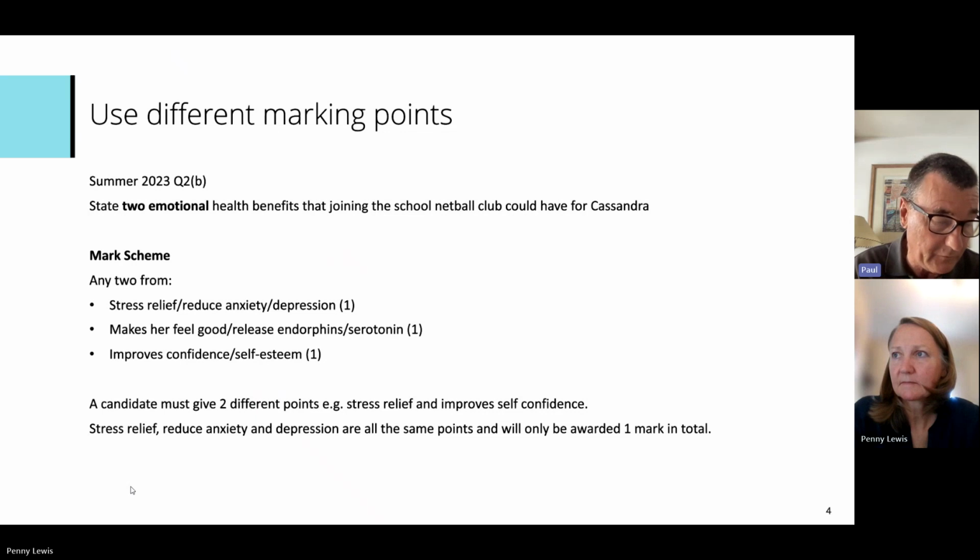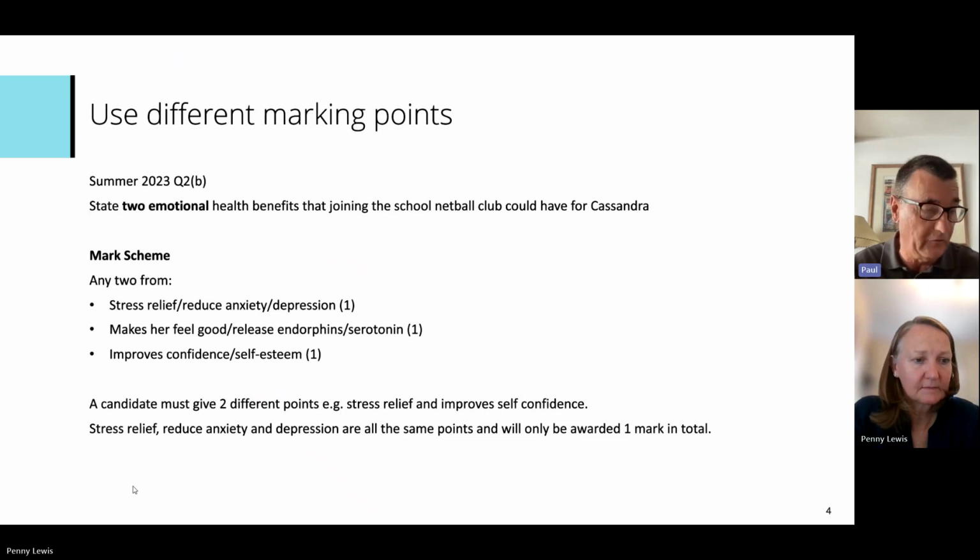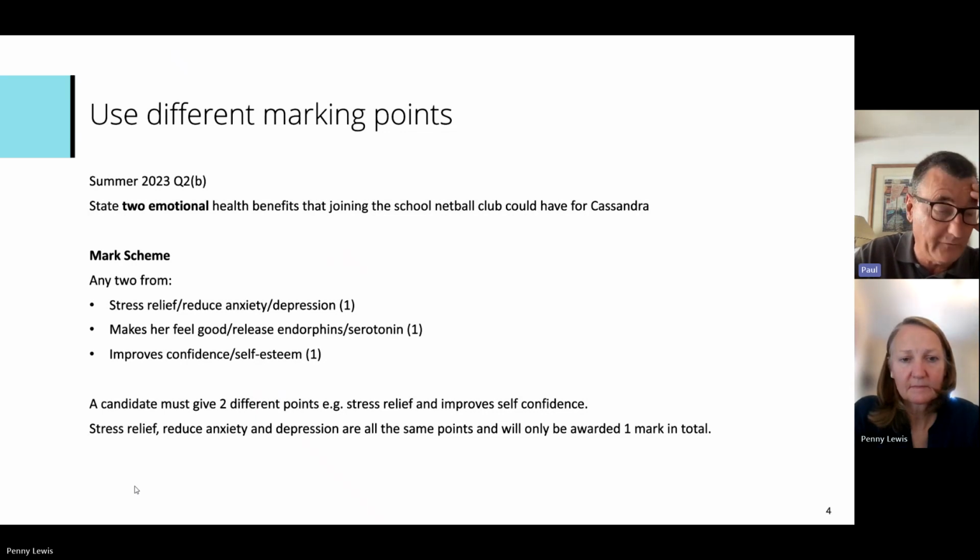Again, for example, from 2023 paper, question 2B, candidates were asked to state 2 emotional health benefits that joining the school netball club could have for a student. Numerous candidates stated stress relief and depression or reduce anxiety, which are all the same marking point and would gain only 1 mark. Similarly, some candidates stated improved confidence and increased self-esteem, where again, only 1 mark would be credited as this is the same marking point.